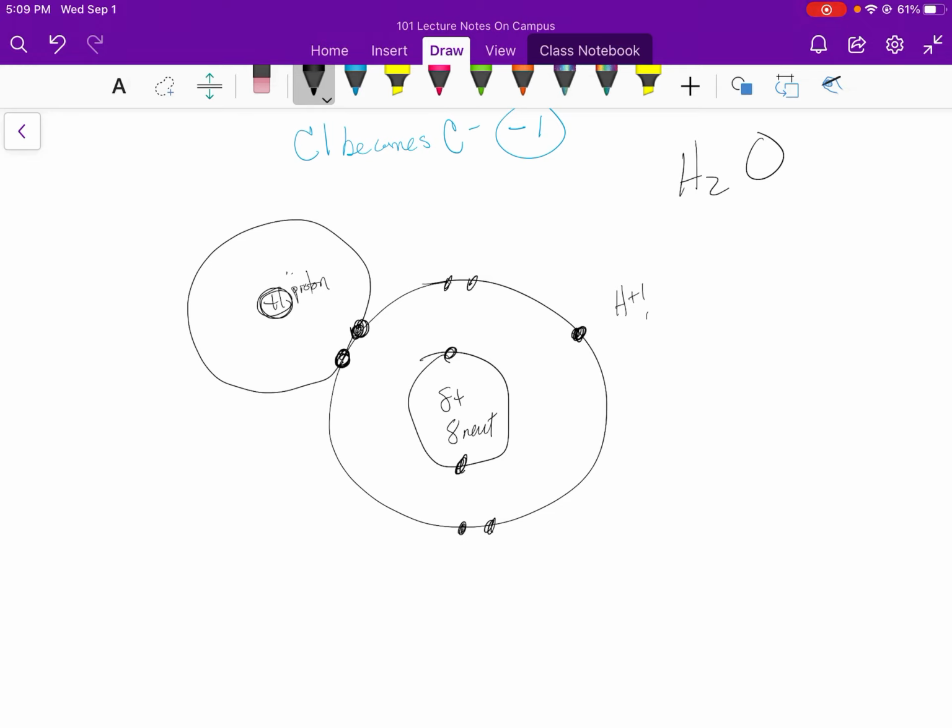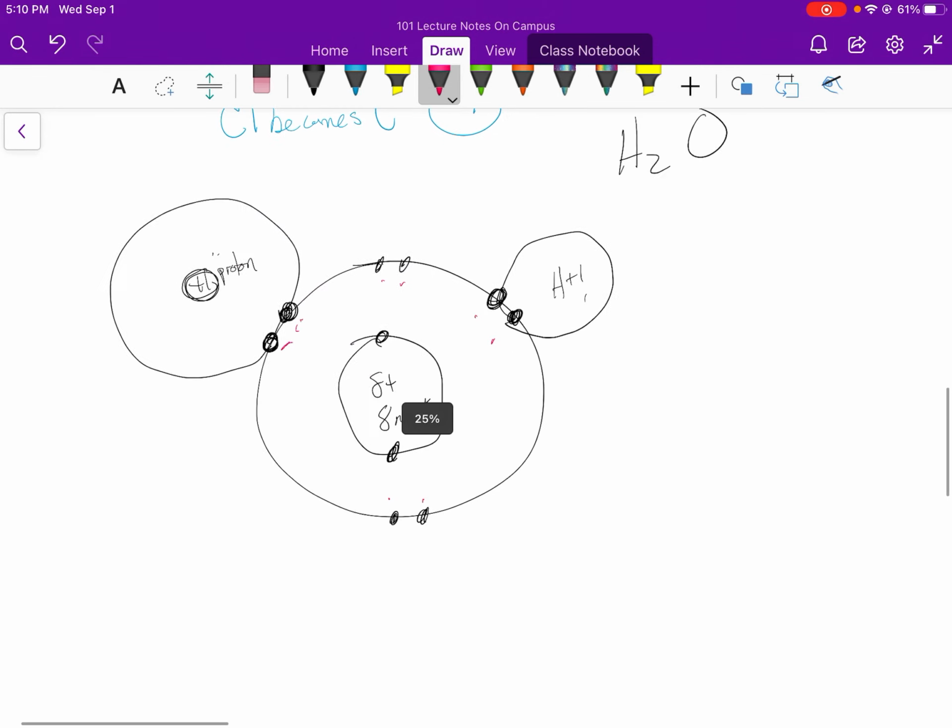H has +1 on the inside. It actually has 1 electron, which it shares 1. Now, if you count water, oxygen's electrons, it has, I use the red dot, it has 1, 2, 3, 4, 5, 6, 7, 8. And each of the hydrogens now has 1, 2, and 1, 2, so they're stable.